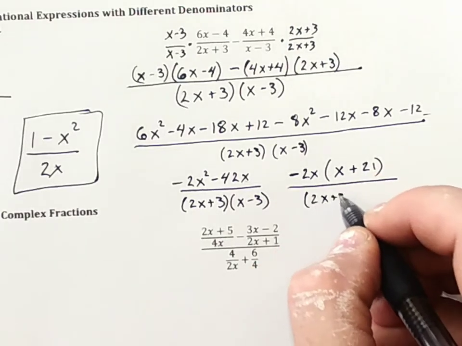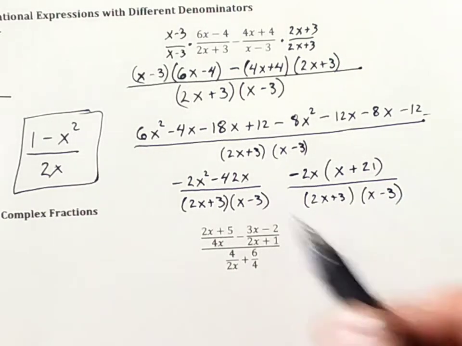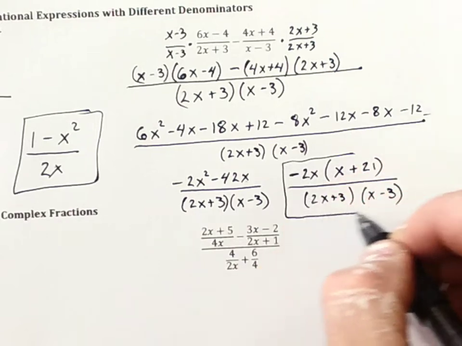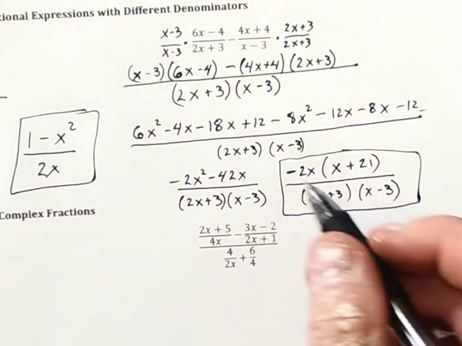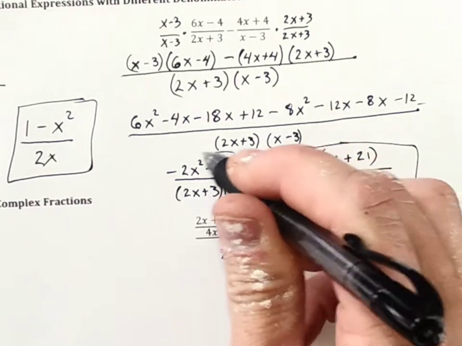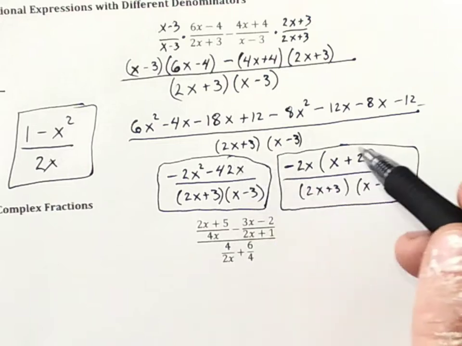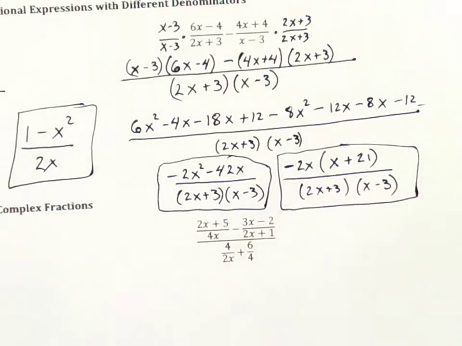2x plus 3 and x minus 3. But nothing goes bye-bye. Nothing gets canceled. Nothing goes away because they're all different. All of these things are different. So that's your answer. You could have also left it like this. This could also be your answer, depending on what you want.